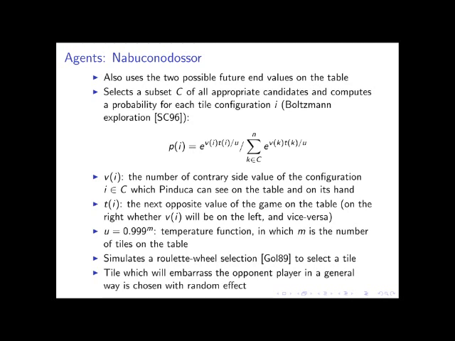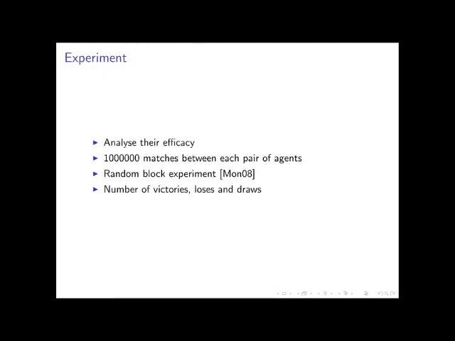After the computation of the probability values, a roulette wheel selection is performed in order to select a tile. The tile which will embarrass the opponent player in a general way is chosen in this strategy with a random effect. As mentioned before, a computational experiment was planned in order to analyze the efficacy of each agent. It was simulated 1 million matches between each pair of agents in a random block experiment. The number of victories, losses, and draws were stored.